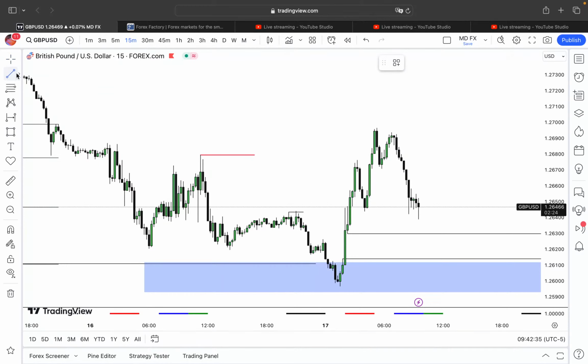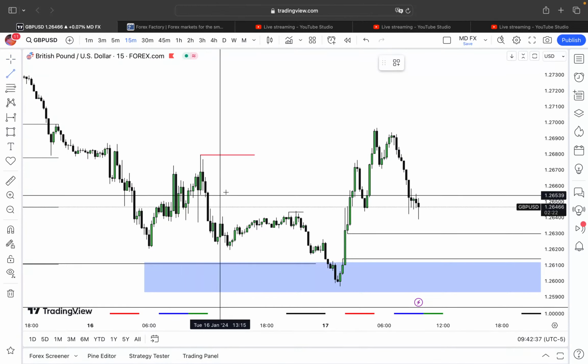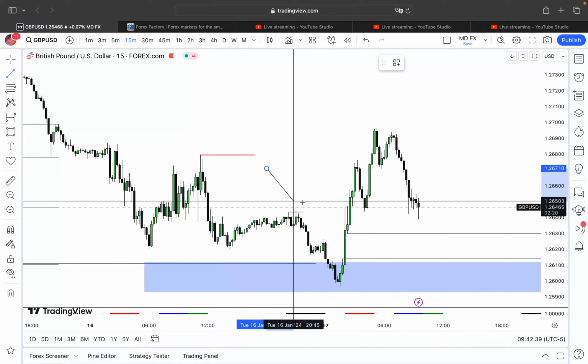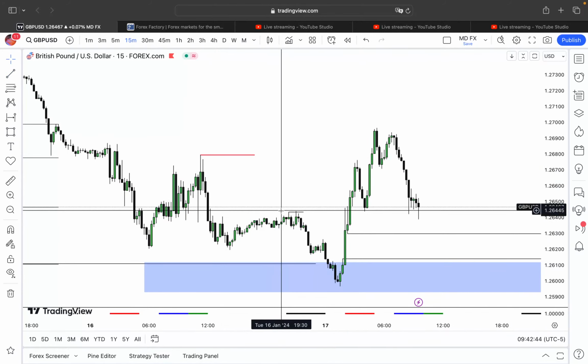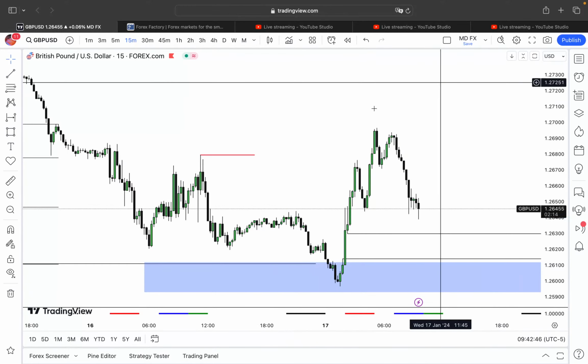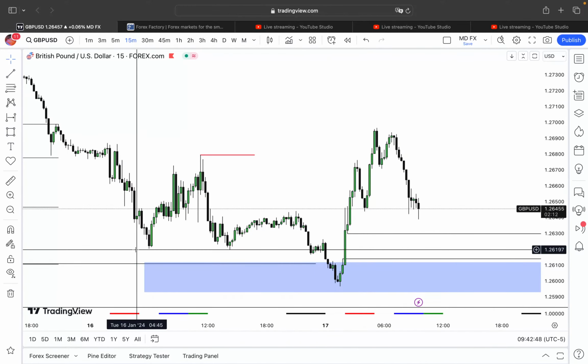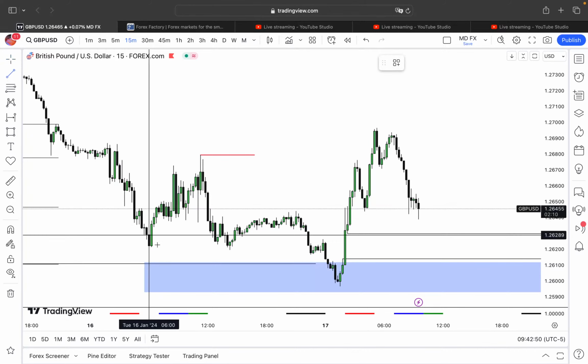So what are we going to wait for next? The CPI gave it a break of structure, and now we are going to wait for what next? We are going to wait for a retracement to a fair value gap. So basically we have total soup.